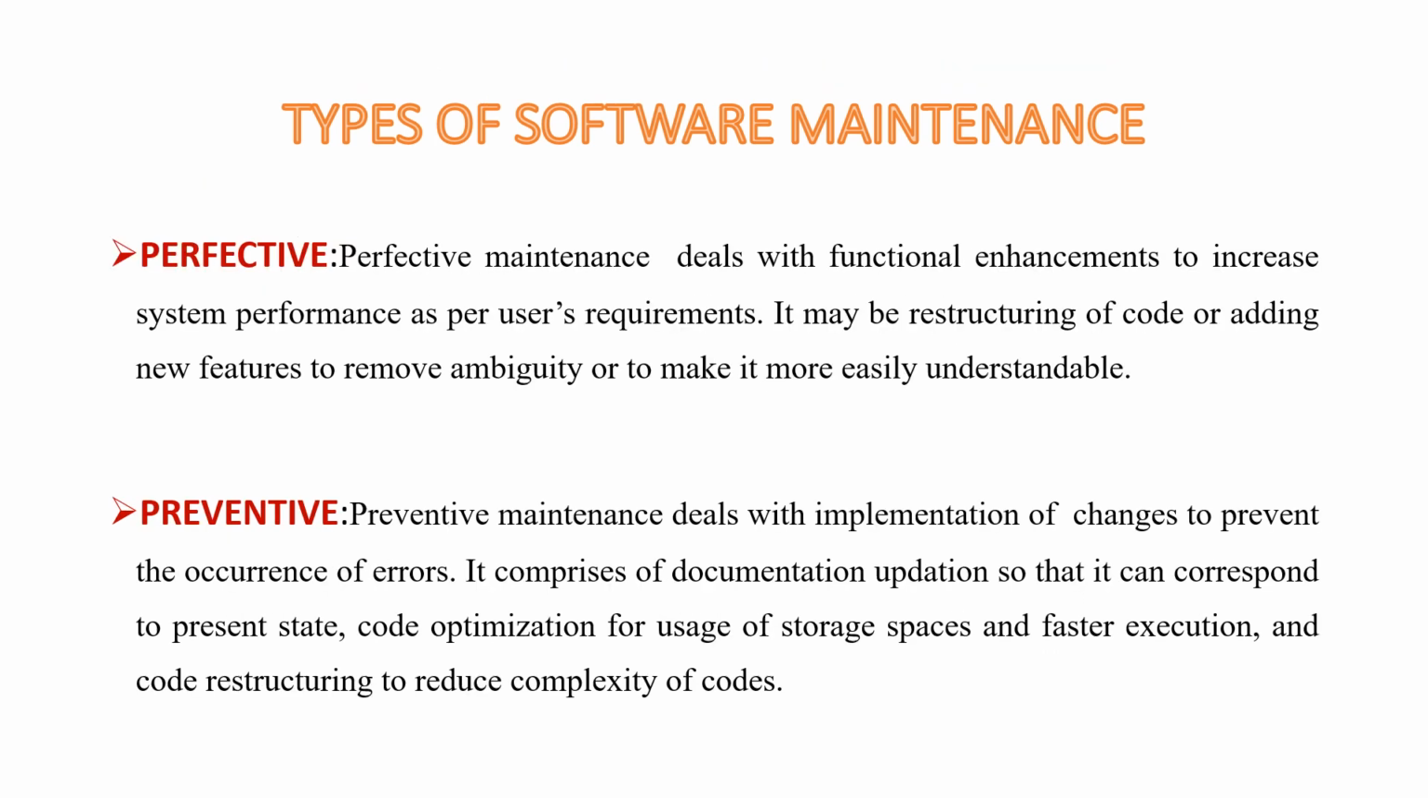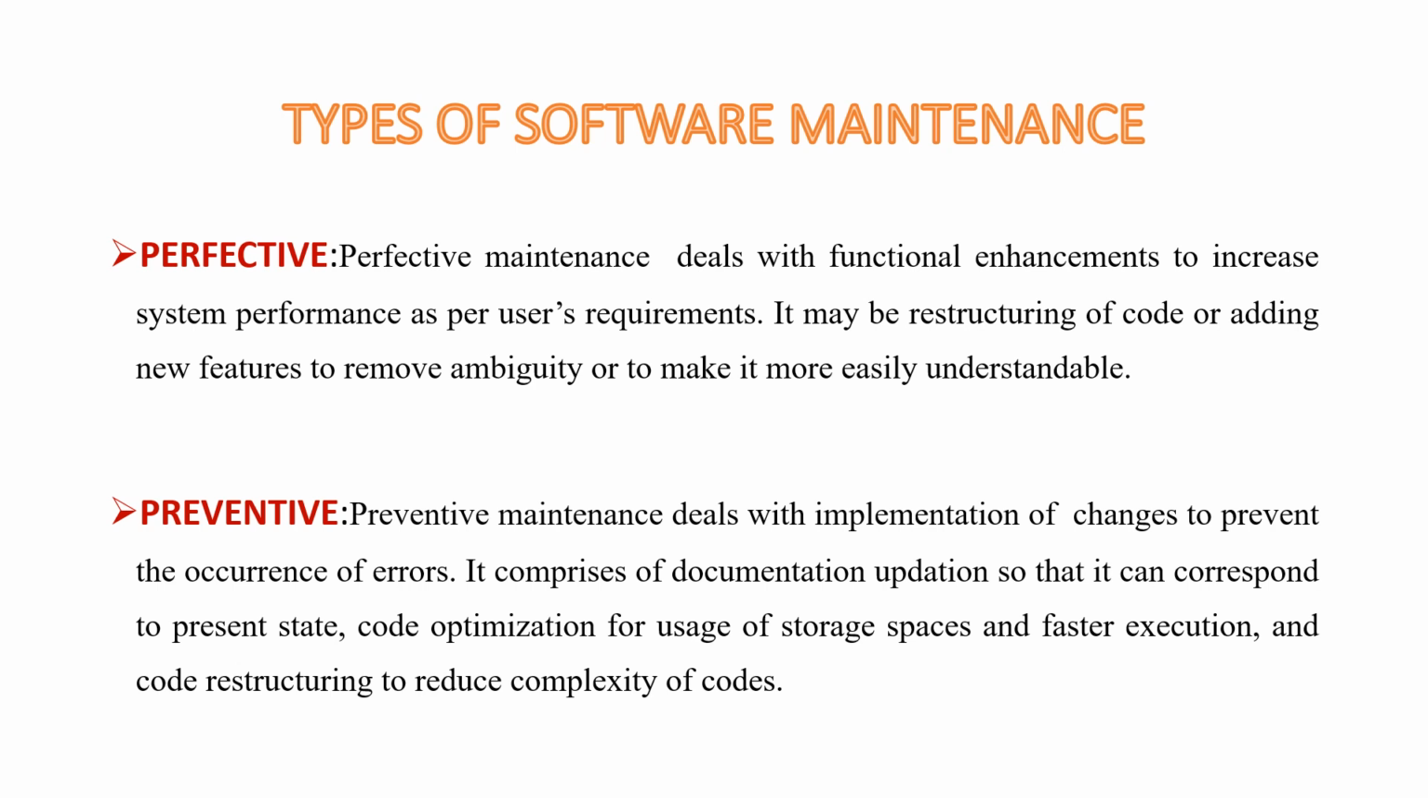The next type of maintenance is perfective maintenance. Perfective maintenance deals with functional enhancement for increasing system performance as per the user's requirements. It may be restructuring of the code or adding new features. It may be to remove the ambiguity or make it more easily understandable. So it is called perfective maintenance.